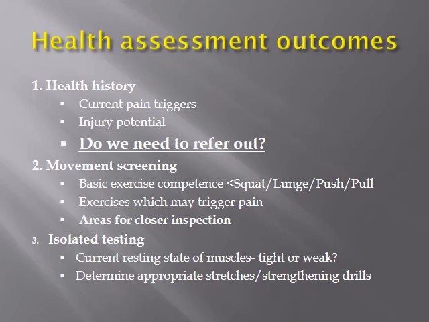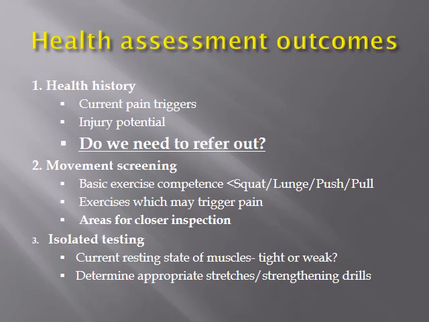Number two is movement screening. So we want to determine their competence in just these basic exercises that we've talked about: squatting, lunging, pushing, and pulling. And after we've cleared the person from just a health history, this also helps us to understand what might be triggering pain. If any of these things trigger pain, again, we can go through the same referral process. Or if we just see things that really don't look right, the person is maybe leading with their upper body, their shoulders are shrugging as they do the push-up, we can use our isolated testing to look for closer inspection.